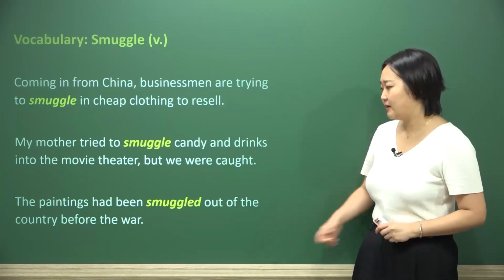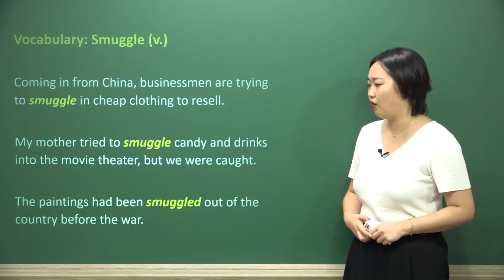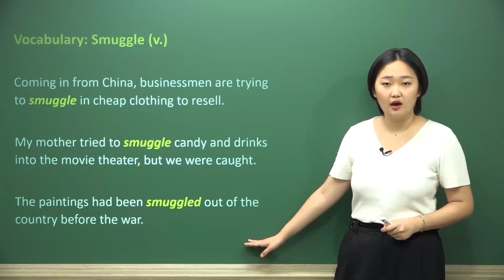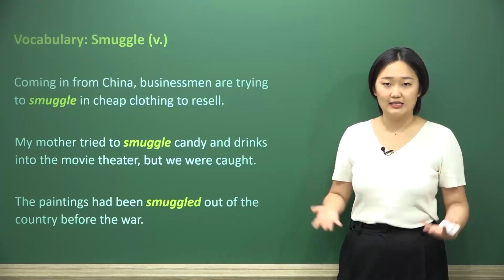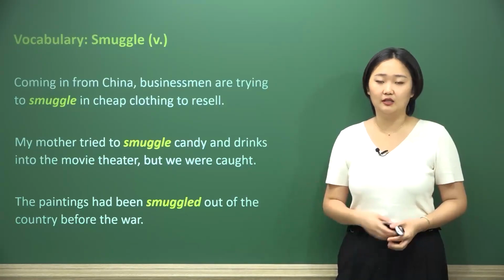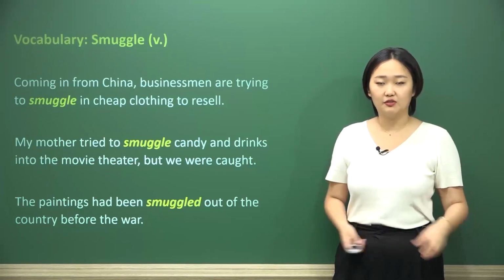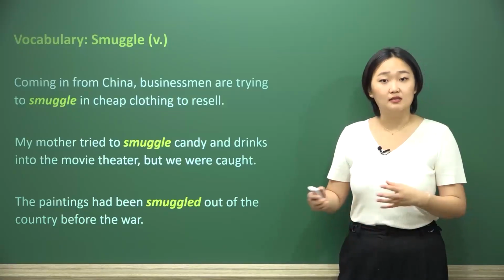And lastly, the paintings had been smuggled out of the country before the war. And so once more, surreptitiously, sneakily moved from one place to the other against the way that people wanted. Okay, so maybe it was supposed to stay in the country. They decided that's not the case. We're going to move it to a different country. And so the best way to do that is to secretly move it.